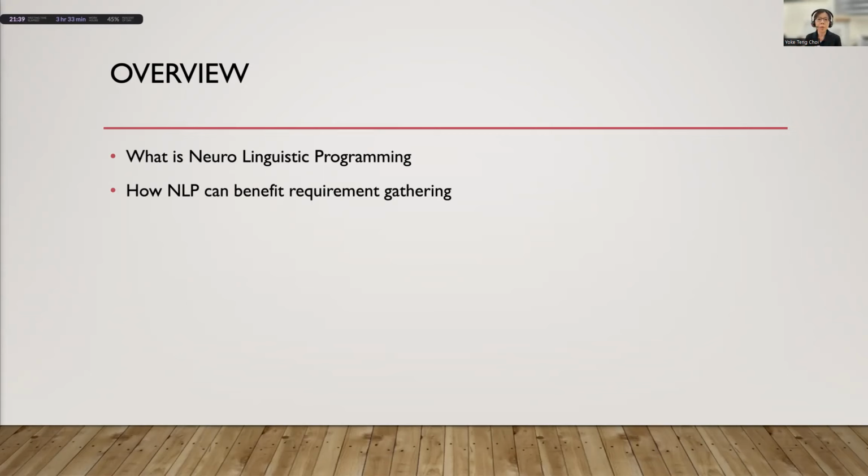And neuro-linguistic programming, in a simple manner, helps us to communicate better with other people, and also helps us to use the language that other individuals would like to listen to. When I say language, I'm not referring to English, Malay, Chinese, or other dialects. I'm referring to how each and every one of us processes language.